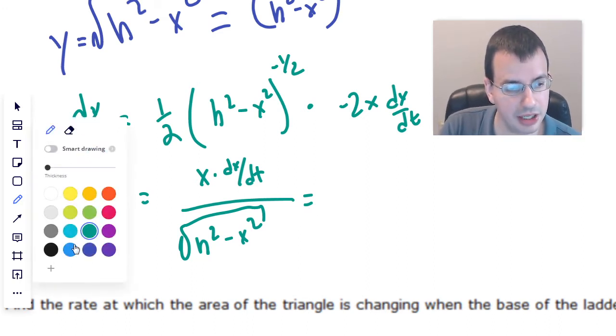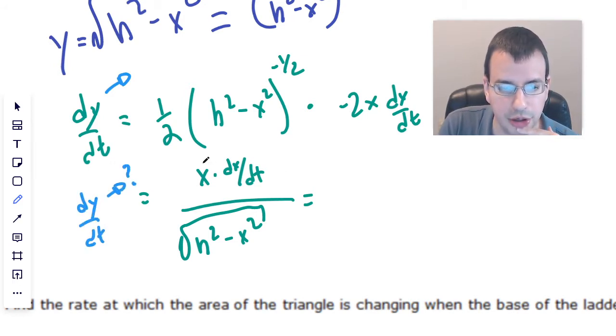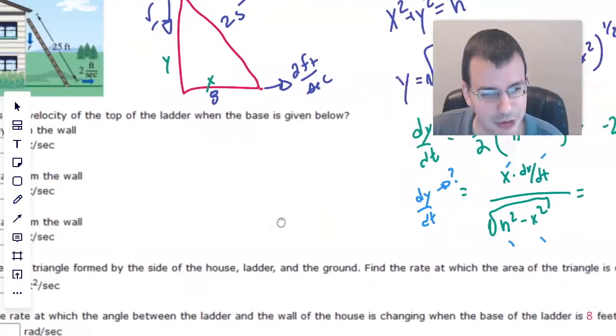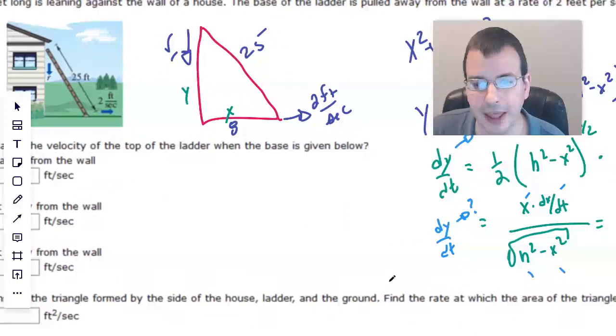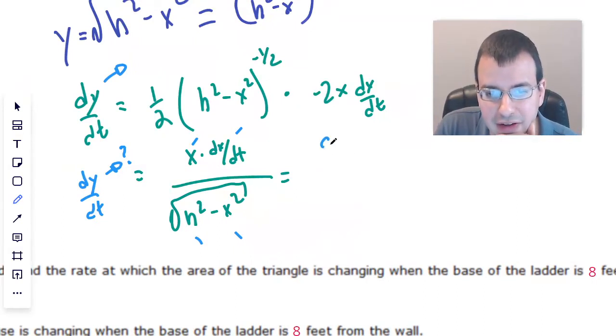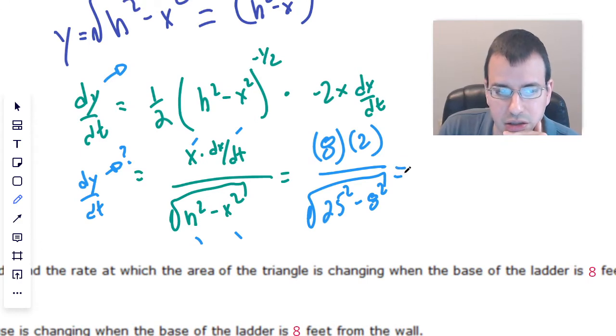Okay, so now looking at this, we don't know what this is. Oh, this will be dy/dt over here. We don't know what this is. We know what x is, we know what dx/dt is, we know what h is. So x is, I think it was 8, and then dx/dt is 2 feet per second, and then h is 25. So working with this, we have 8 times 2 all over the square root of 25 squared minus 8 squared.